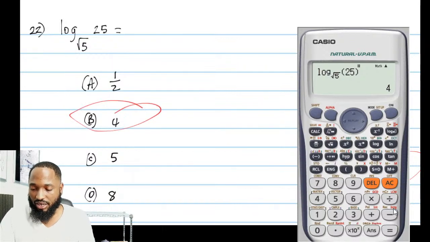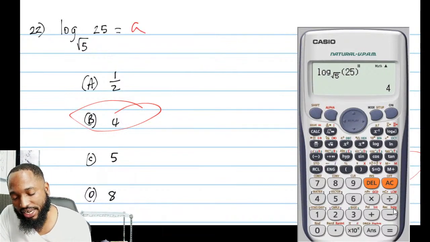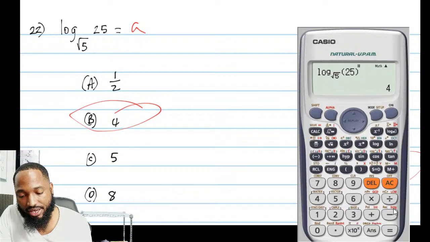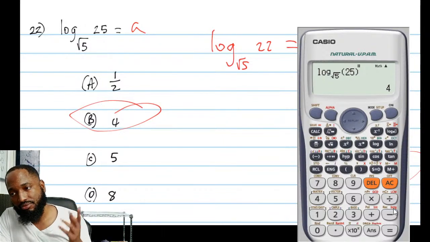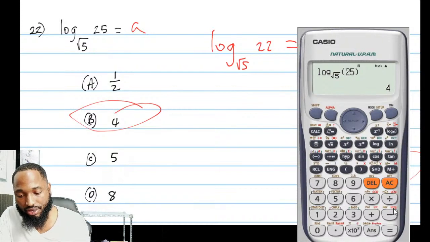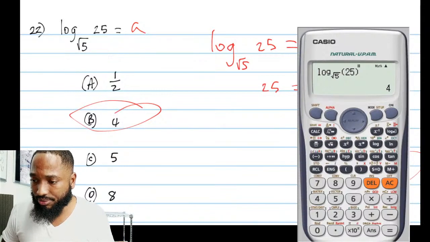How would you do this otherwise? Well, you're trying to say that it's equal to something, so I'm just going to say A. Log base square root of 5 of 25 is equal to A. Convert this to exponent form, if you will. 25 is equal to square root of 5 to the power A. You should know how to do this, eh?